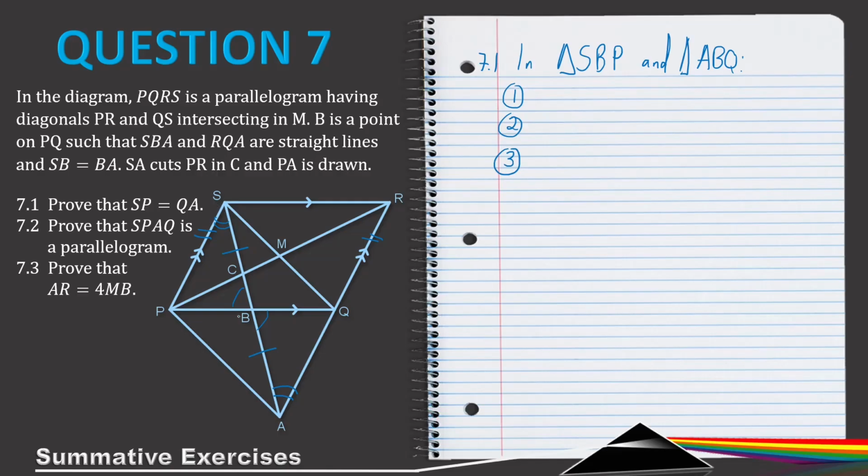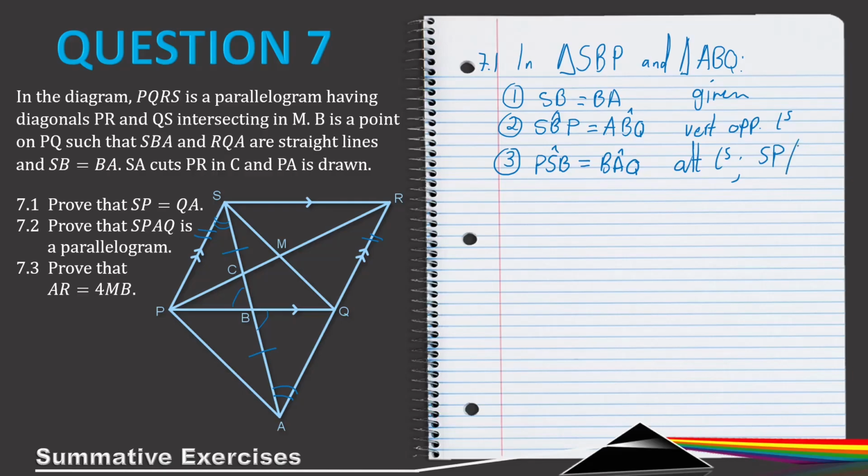First of all, what is given: SB is equal to BA. That was given to us. Next, we can see that angle SBP is equal to angle ABQ, and that is because of vertically opposite angles. And finally, we saw that angle PSB is equal to angle BAQ, and the reason is alternate angles, where SP is parallel to QA.